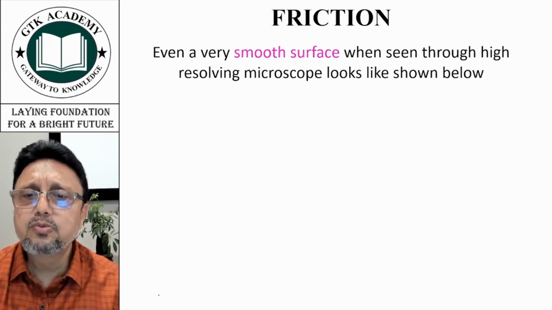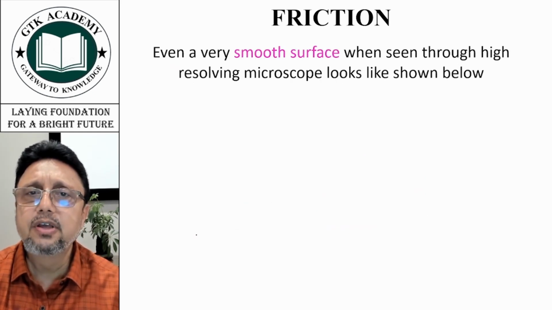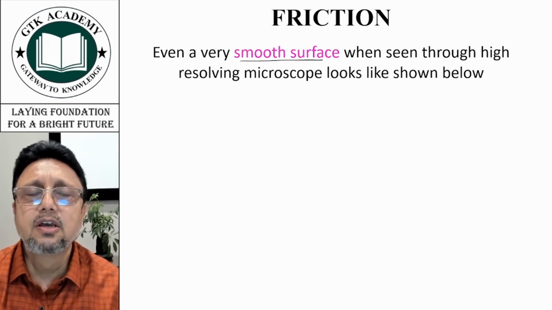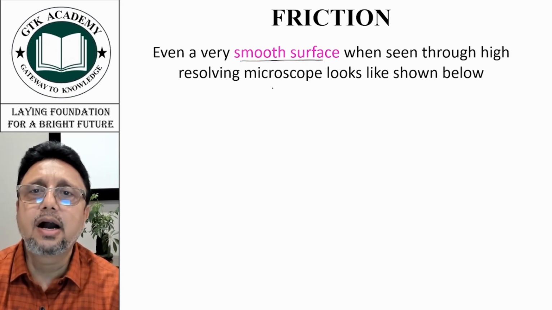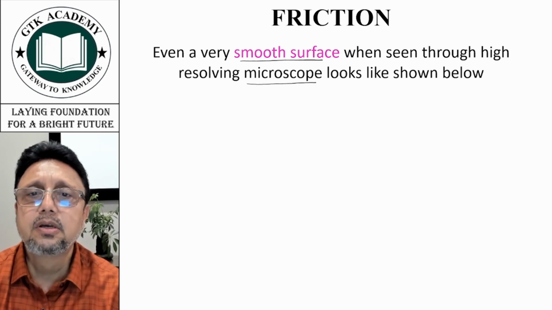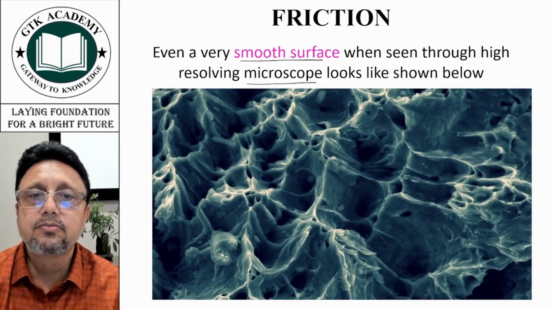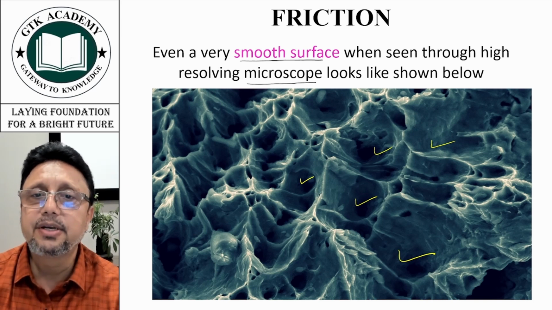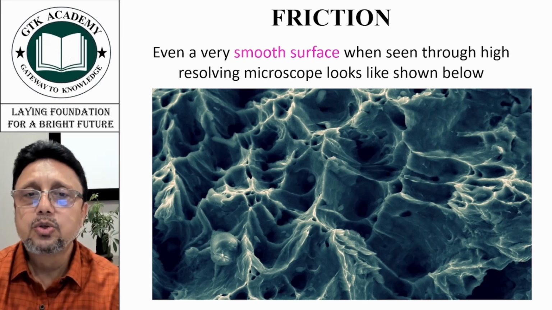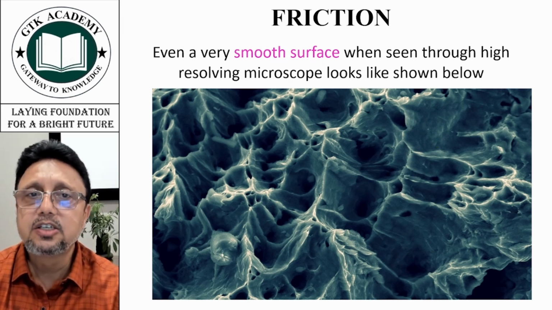Even a very smooth surface, which you may feel is very smooth, when you see it through a high resolving microscope, will look like this. Now you can see how irregular in shape the surfaces are, which appear very smooth. So this is basically called roughness, and this roughness is responsible for friction.